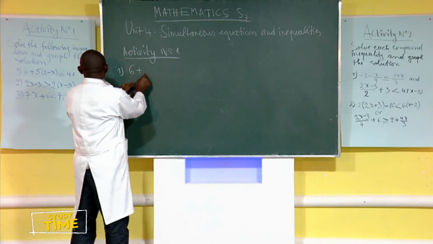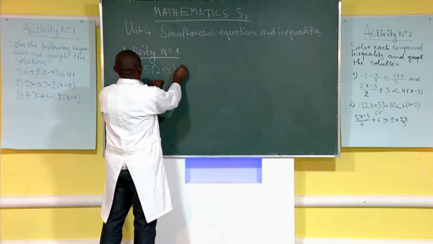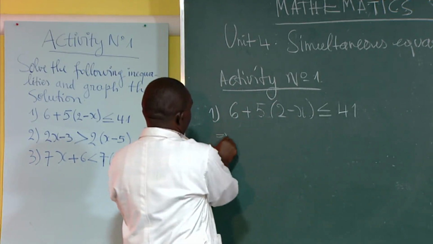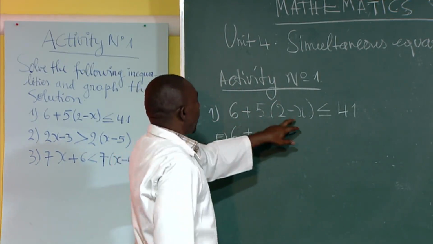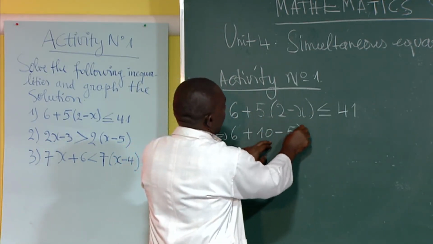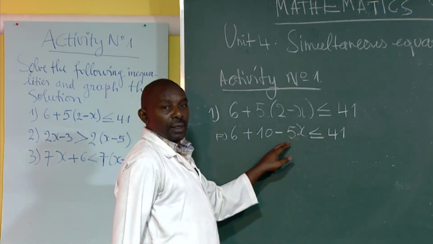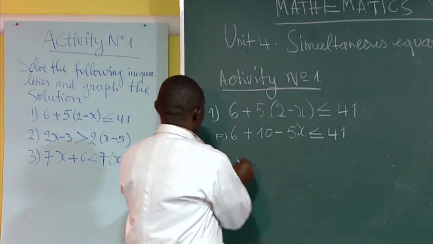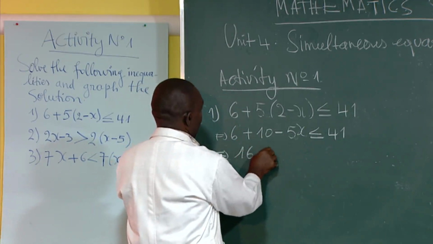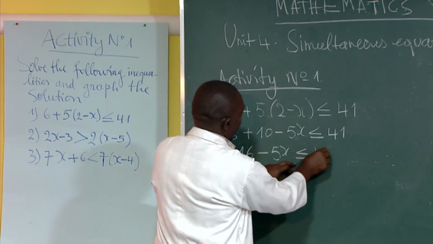6 plus 5 times 2 minus x, which is less than or equal to 41. Here we have 6 plus, we are going to expand this. 5 times 2 is 10, minus 5x, which is less than or equal to 41. Are we together? So we have 6 plus 10 is 16, minus 5x, which is less than or equal to 41.